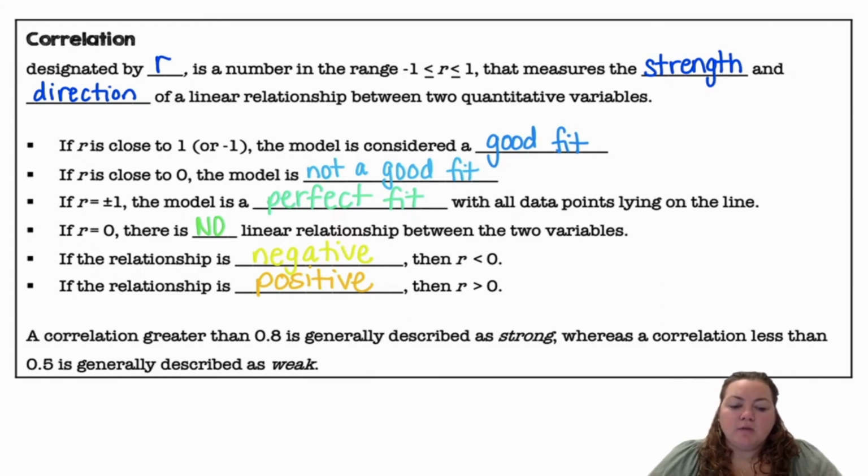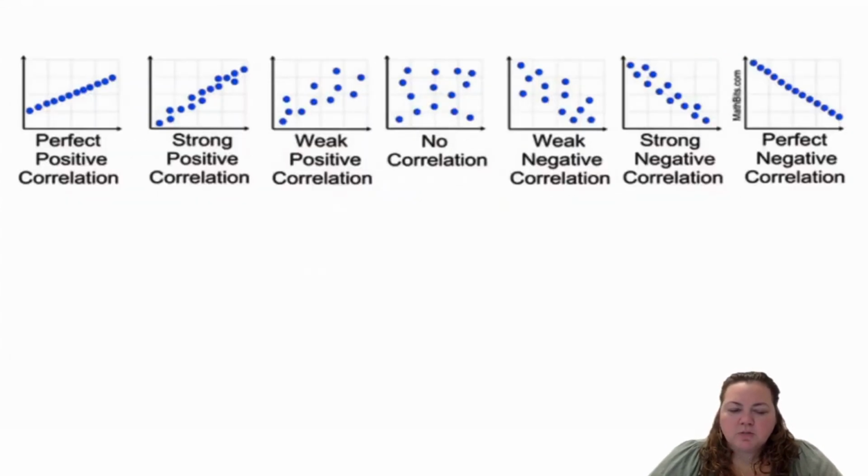A correlation greater than 0.8 is generally described as strong, whereas a correlation less than 0.5 is generally described as weak. Okay, so there's not super specific rules, but here's what they look like visually. A perfect positive correlation, a strong positive correlation, a weak positive correlation, no correlation, a weak negative correlation, a strong negative correlation, and a perfect negative correlation. So you can see those correlations. It's about how spread out those dots are visually.